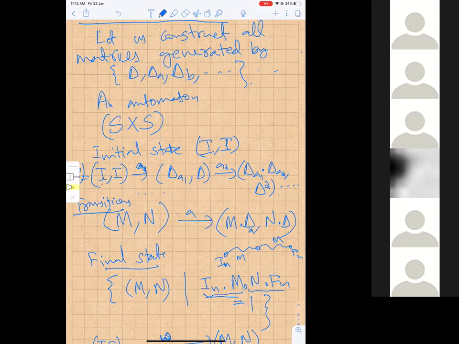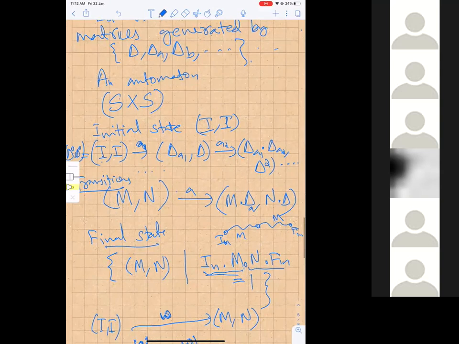So now I'm constructing a new automaton. What does that new automaton do? It keeps track of the transition matrices. Its state is of the form M, N. It starts from the identity matrix, and on letter A1, it goes to delta A1, comma, delta. On A2, it goes to delta A1 times delta A2, comma, delta square, and so on. In general, if you have a state M, N, on letter A it will go to M dot delta A, comma, N dot delta.